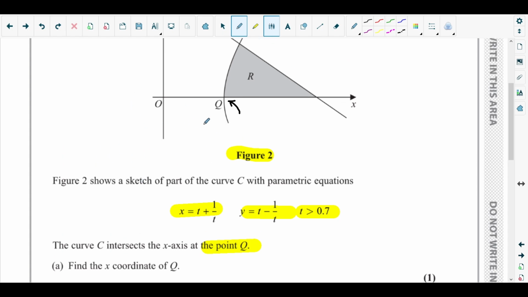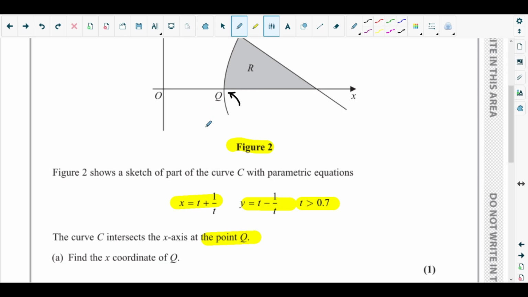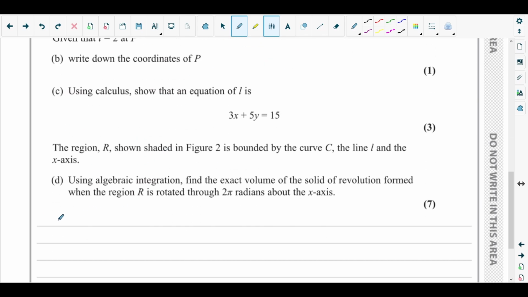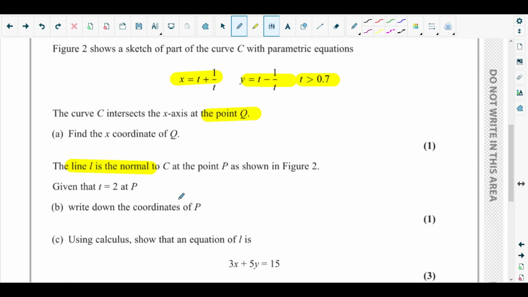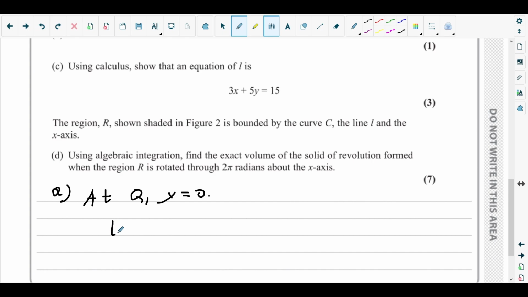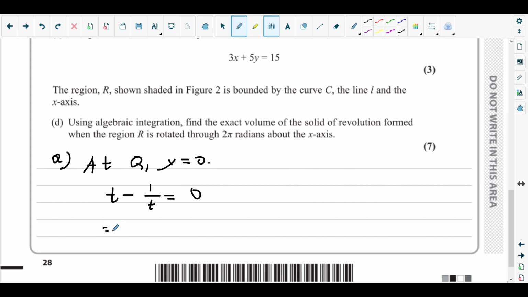We know that whenever a curve or a line crosses or intersects the x-axis, the y value is 0. So at Q, we know that y equals 0. So what we can write? Use the parameter of y: t minus 1 over t equals 0.